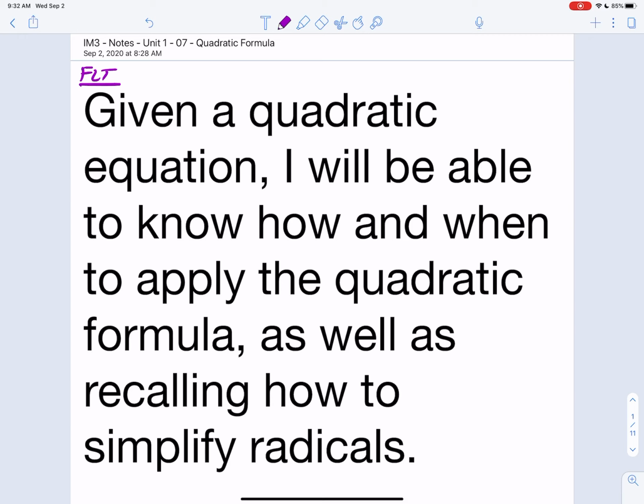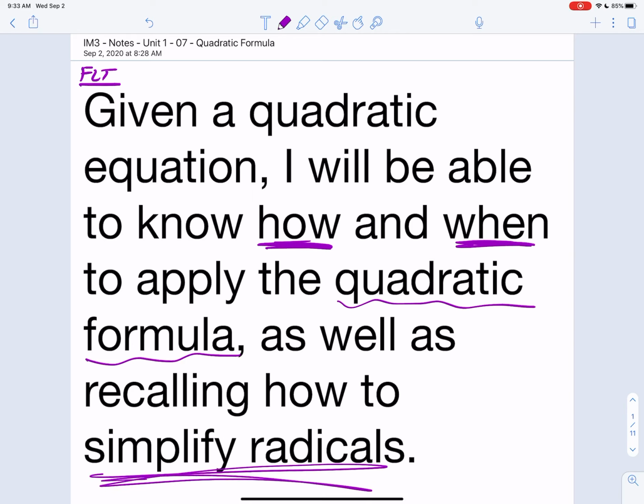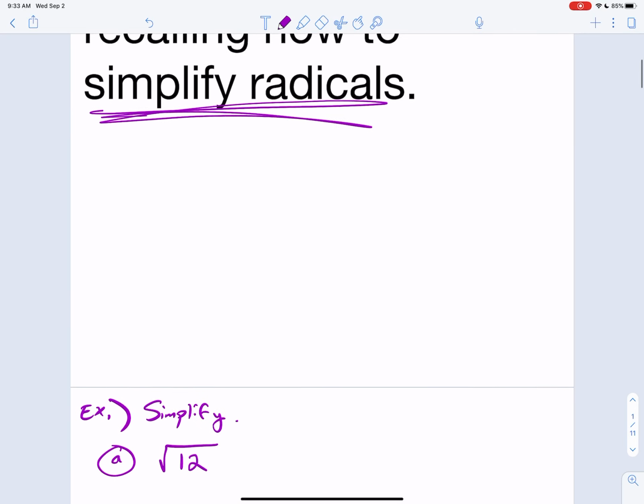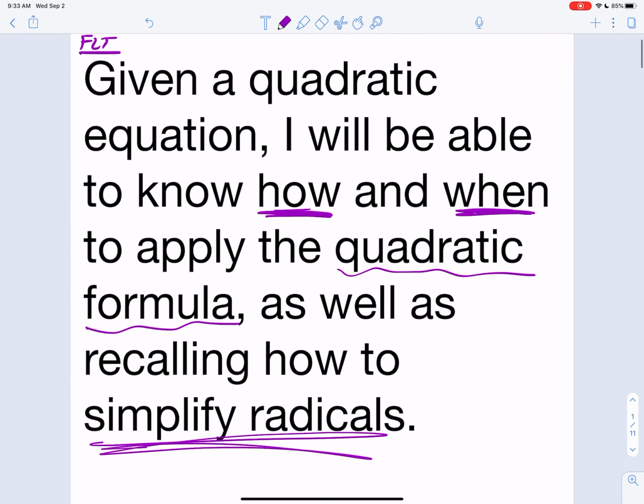All right, so given a quadratic equation, you're going to be able to know how and when to apply the quadratic formula, as well as recalling how to simplify radicals. So there's a few things here that we've got to tackle. Just to recall, in the previous lessons, we learned how to solve quadratic equations by factoring, and also by completing the square, which led to the deriving of the quadratic formula. So a few things are on the plate here, and we'll take it one step at a time.